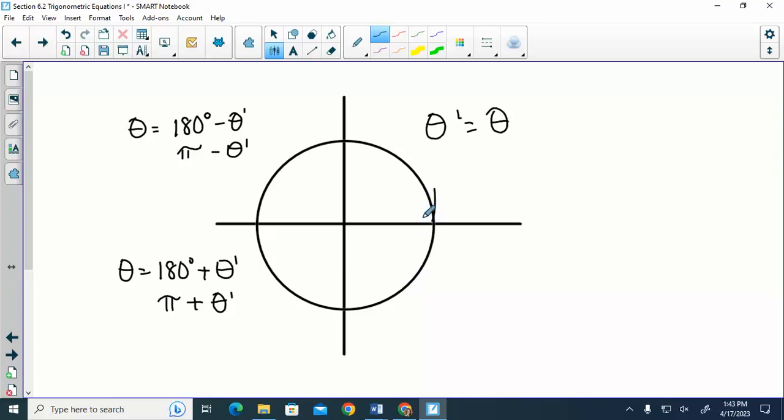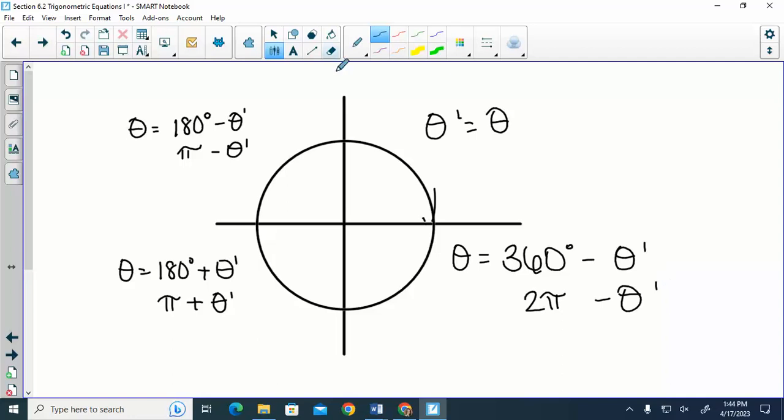In quadrant 4, think if you go all the way around, you're back to 360, but we're a little bit smaller than that. So your angle is 360 minus your reference angle, or if you're in radians, 360 is 2 pi minus your reference angle. So that's how we put it in the correct quadrant. Questions there? Is that a good refresher?